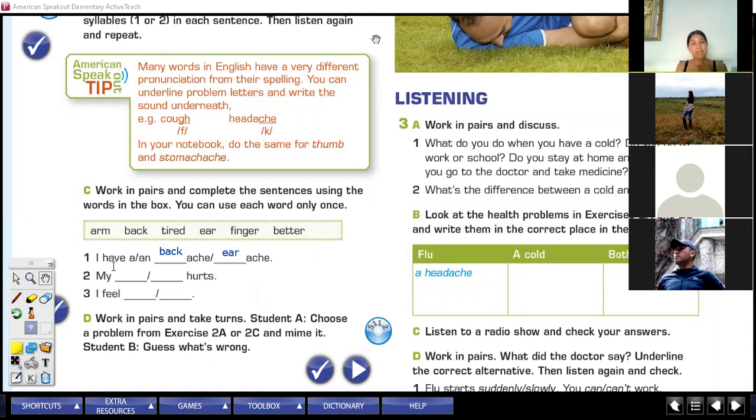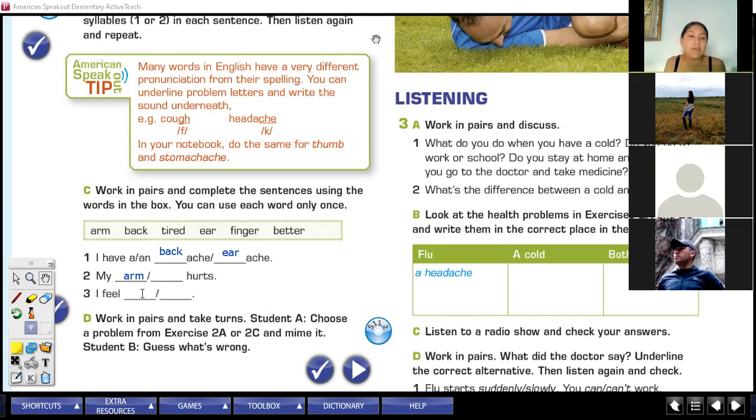Next, my blank hurts. My what hurts? My back is easy. Okay, my back hurts. Yes, but now I think that arm fits better here. My arm hurts. What else? Because it says that I can only use them once, I'm just gonna use one. Okay, my arm hurts. Finger. My finger hurts. Very good.